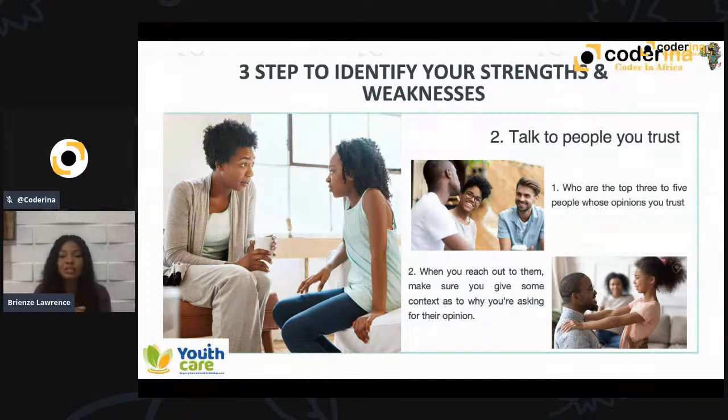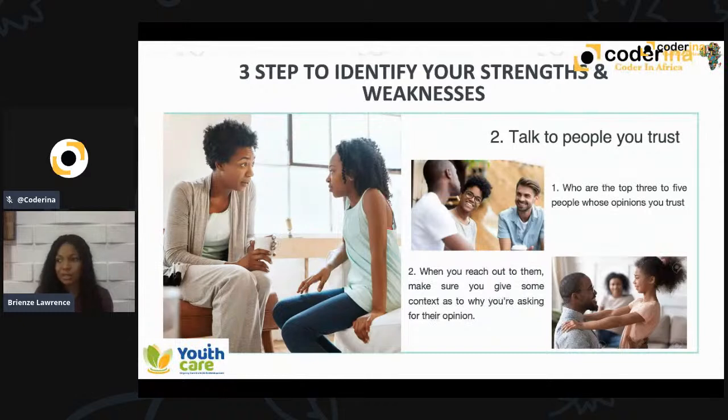So here's your first assignment for today. Have a conversation. Who are the top 3 to 5 people whose opinion matters to you? People that you trust their opinion, people that you genuinely know mean you well. You've known them for the last 3 to 5 years, or you've known them all your lives, like your parents maybe, or your spouse, for those of you that are married.